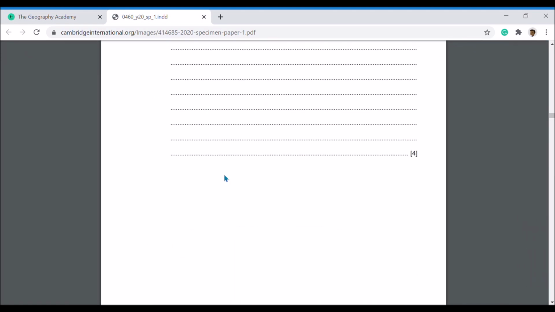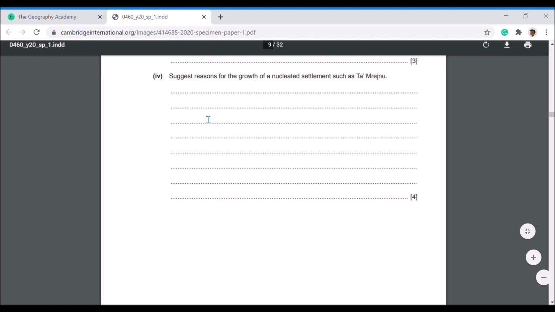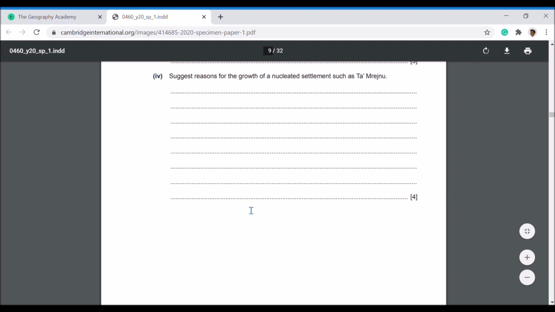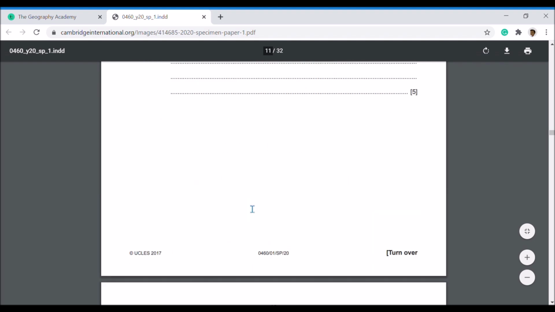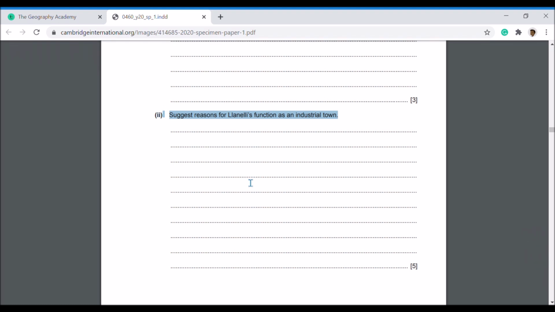Looking at the 4 to 5 mark questions, there's not a huge difference between them. "Suggest reasons for the growth", for example, is identifying that you won't know about this particular place, but you will actually be able to have a general idea about nucleated settlements. So you should be able to answer this question and give 4 points there. And coming right down then to our 5-mark question, "Suggest reasons for the function of an industrial town." Again, this will not be place specific, so you won't know all the facts and figures, but you can give points or develop statements there.